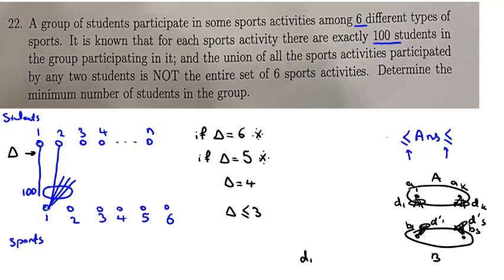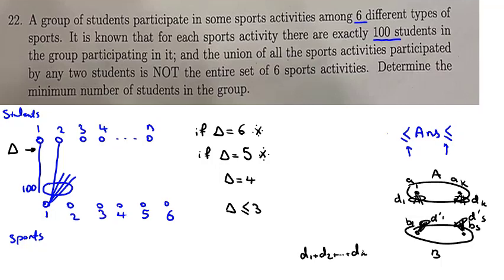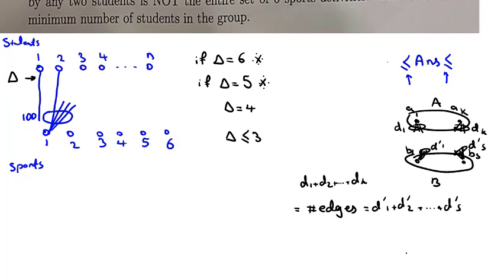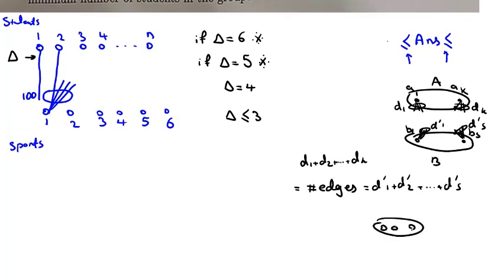For example, here it is 100 for sports. D1 plus D2 plus up to DK, if you count them, is equal to the number of edges. Number of edges means the number of lines between them. We consider that all edges are between the two parts. This is equal to D prime 1 plus D prime 2 plus up to D prime S.